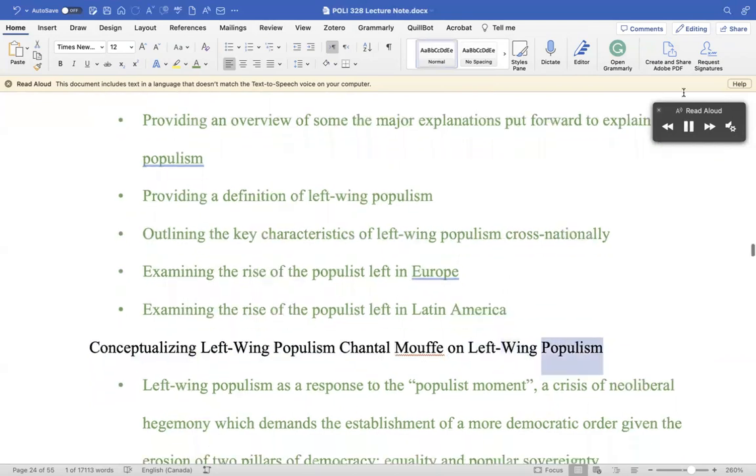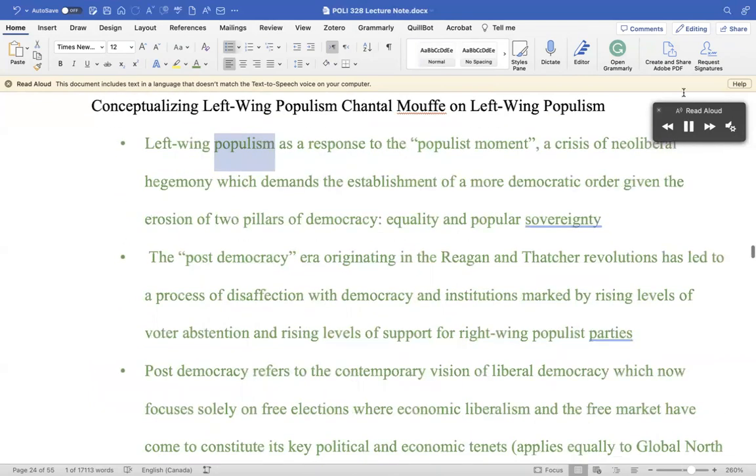Chantal Mouffe on left-wing populism. Left-wing populism is a response to the populist moment, a crisis of neoliberal hegemony which demands the establishment of a more democratic order given the erosion of two pillars of democracy, equality and popular sovereignty.